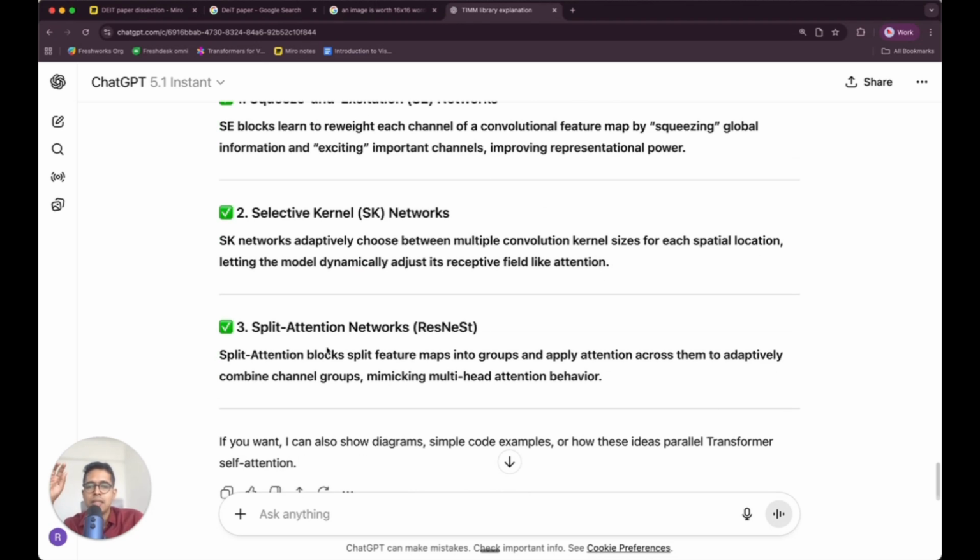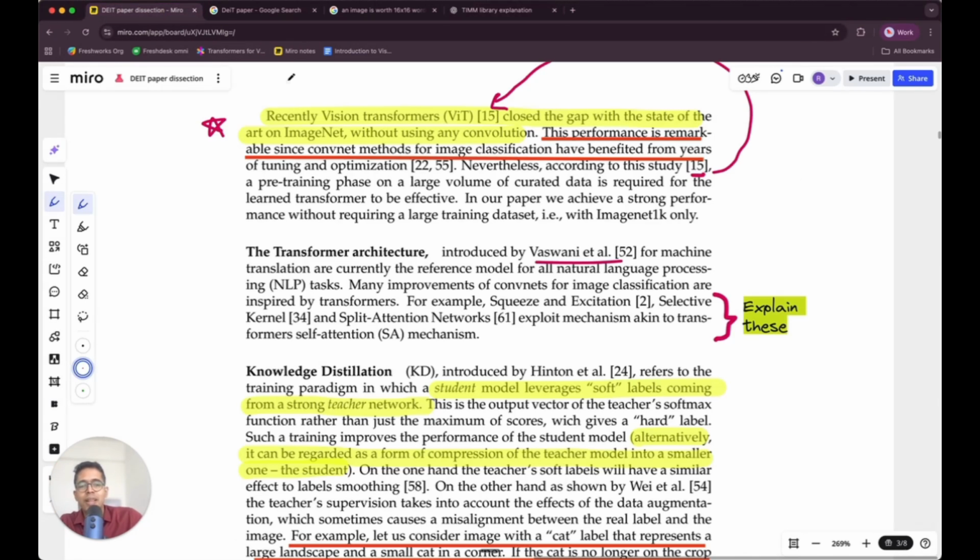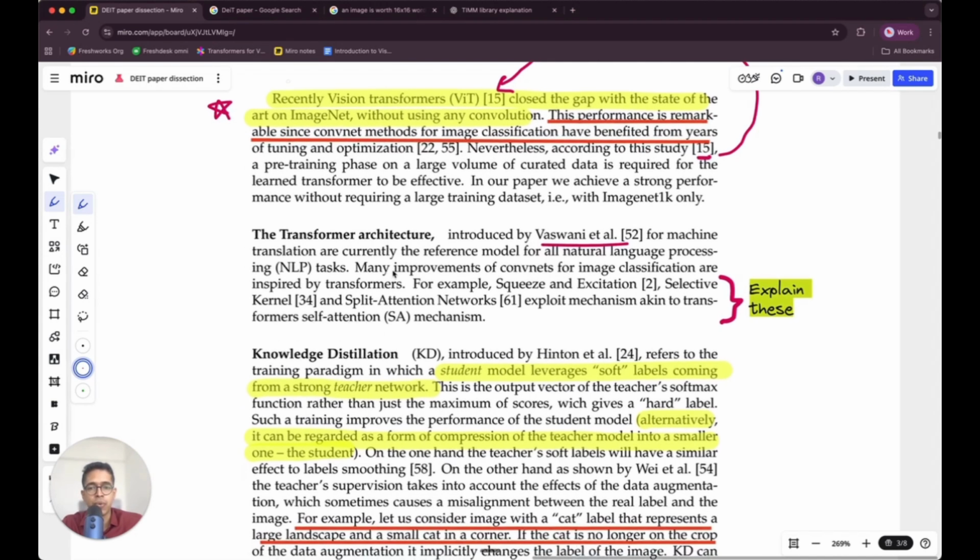Then split attention networks, which is ResNeSt. Split attention blocks split feature maps into groups and apply attention across them to adaptively combine channel groups, mimicking multi-head attention behavior. Okay, this sounds interesting. I think we might want to look at this paper at some point of time. But anyways, right now, let's just briefly assume that it's okay to not fully understand these terms, and let's just move ahead, because they are anyway talking about things that were tried before.